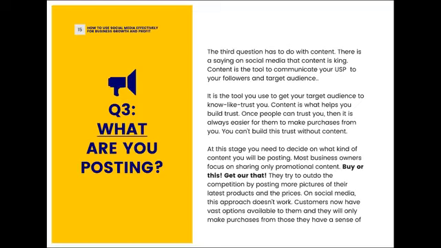Content is the tool to communicate your USP to your followers and to your target audience. Content is the vehicle that you use to connect with your target audience. It is the tool you use to get your target audience to know, to like, and to trust you. The purpose of content is so that you can build trust with people. People buy based on trust. People will not buy from you if they don't trust you. So it's important for you to use your content to create that know, like, trust thing. It's a KLT thing.